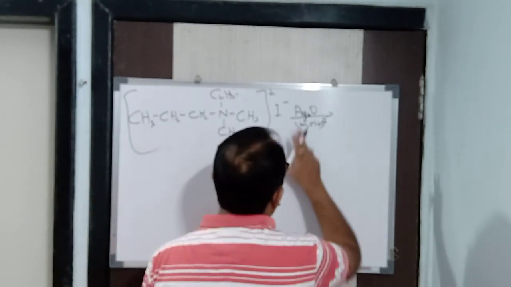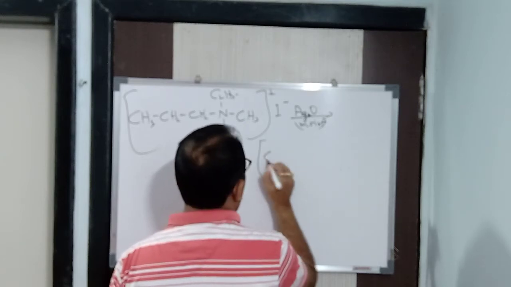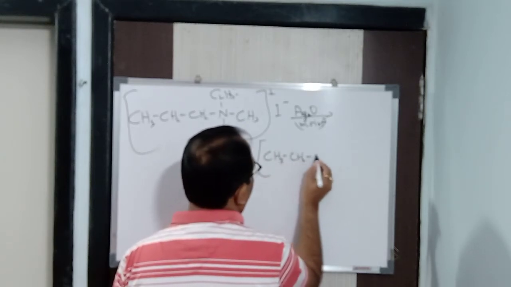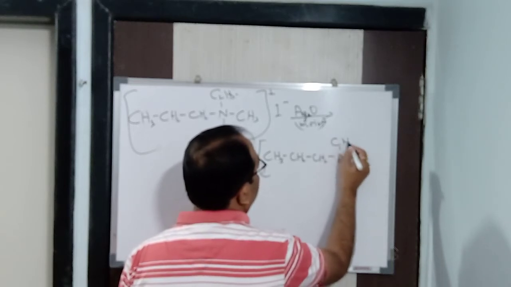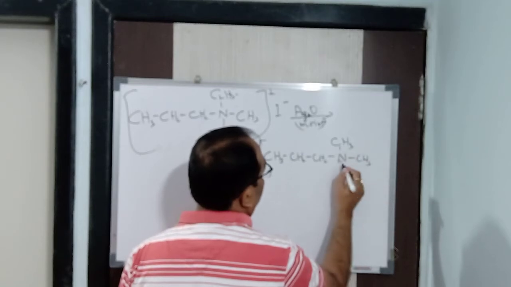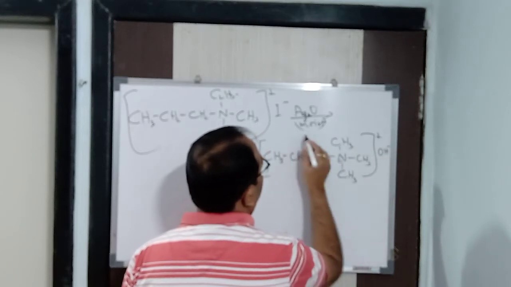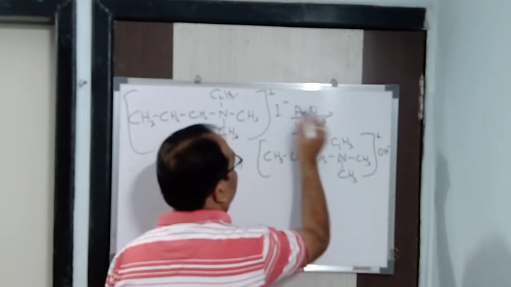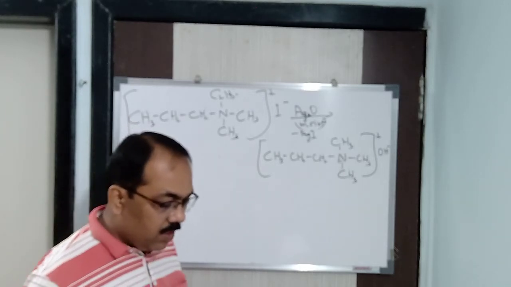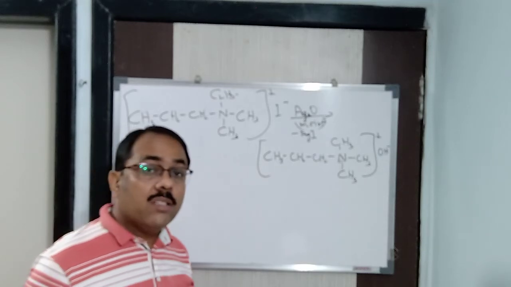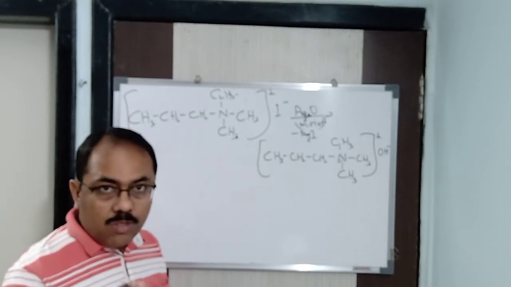So then what will I get? Just this I minus will be replaced by OH minus. That is CH3, CH2, CH2, here it is N, here it is CH3, here it is CH3, it is CH3 plus OH minus, and here you will be getting AgI as a secondary product. Now why is it called Hofmann's elimination reaction? Because now you see it is substitution. No elimination is taking place. Now you will see the elimination.